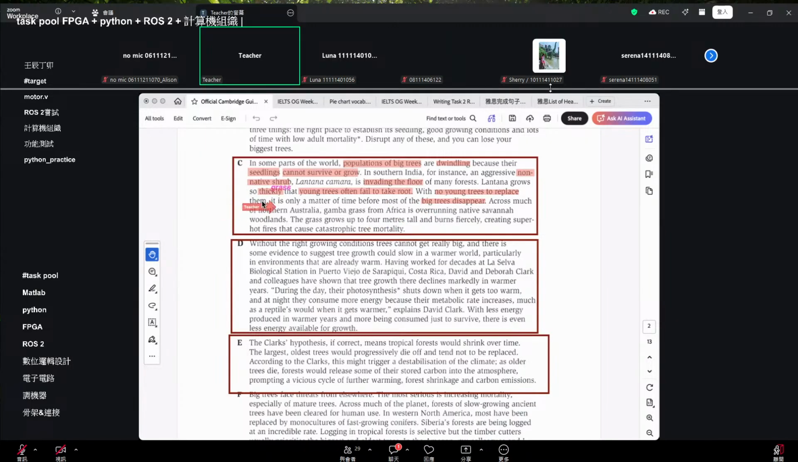Across much northern Australia. Okay, so previously we were referring to southern India, and now we are moving to northern Australia, different geographical lands. Gamba grass. That's again the name of a kind of grass from Africa, which is overrunning native savanna. Savanna means grassy field.